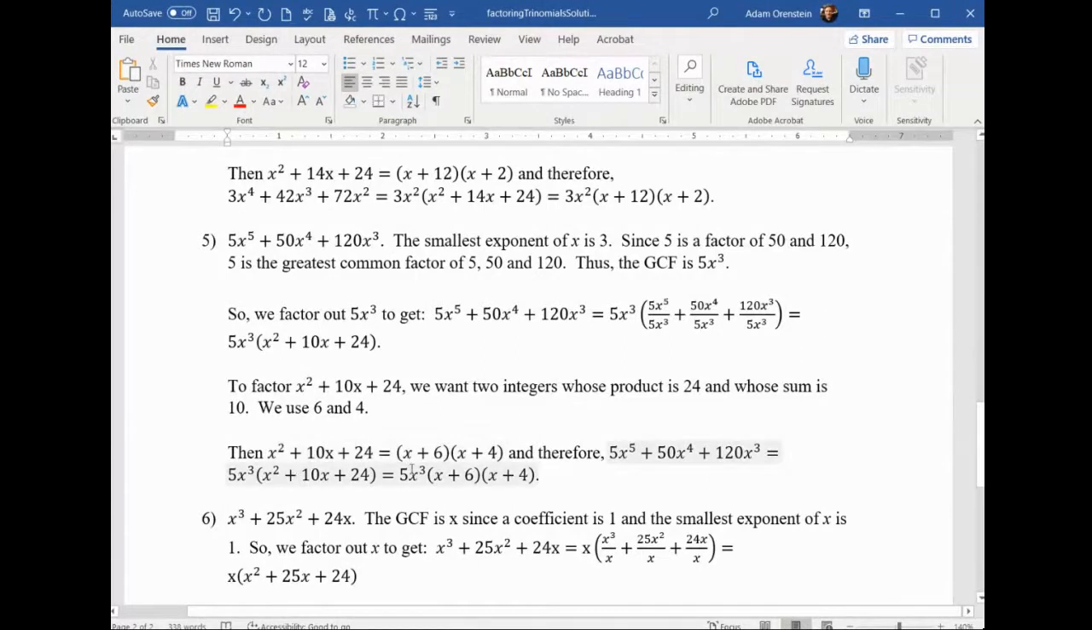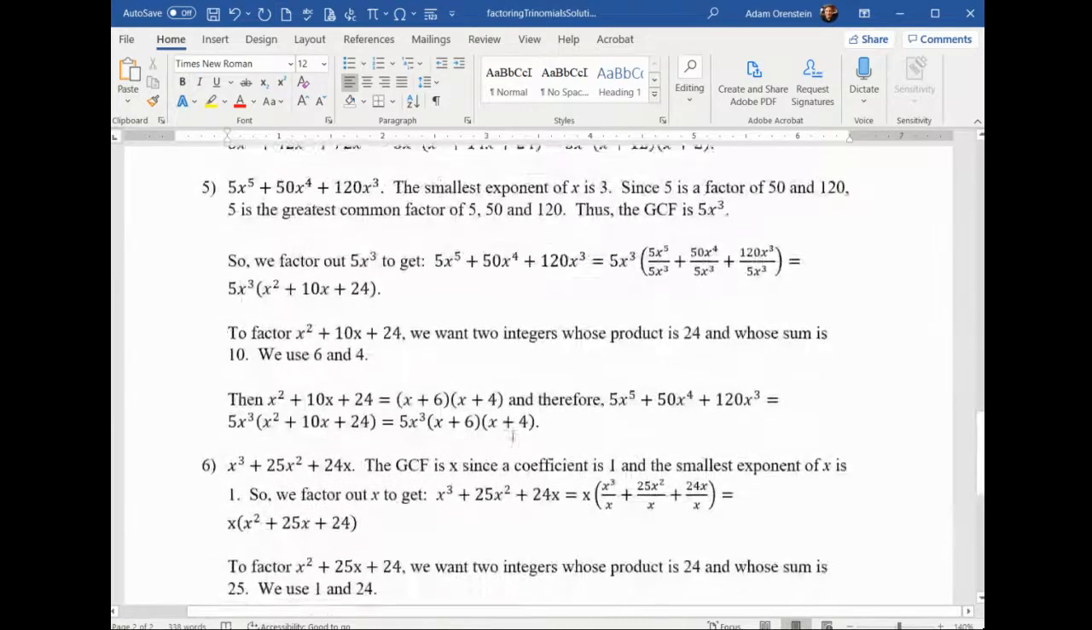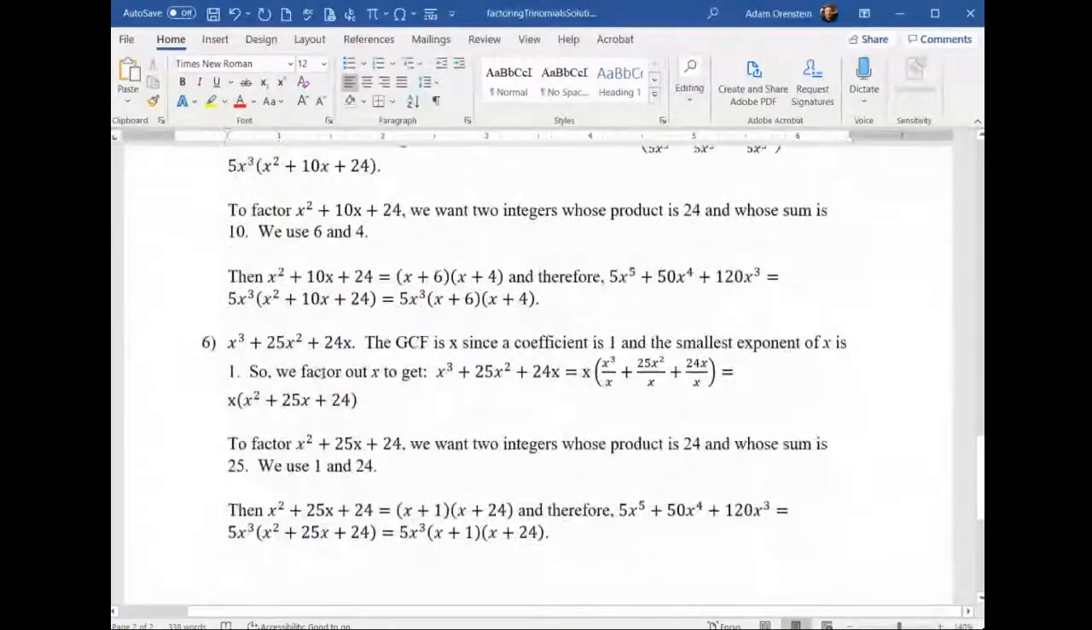And now we put everything together, so to say. We factor it out. We get the GCF 5x cubed times x squared plus 10x plus 24. And so we get 5x cubed times x plus 6 times x plus 4. That's good. And finally, we have number 6 here.